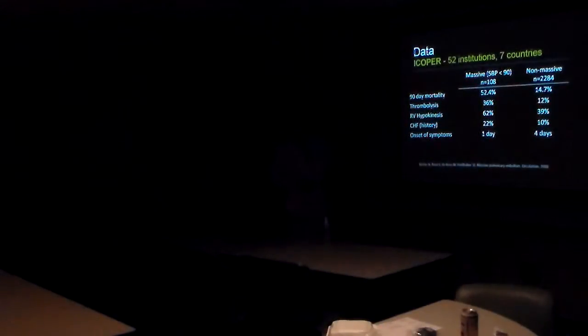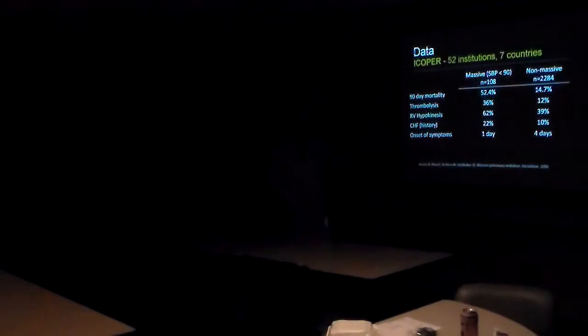Of the massive patients, those who had low blood pressure, a fifth of them had CHF by history, so they probably already had a weak heart, and they had a PE, and they ended up being hypotensive. Maybe it's because they were all on hydralazine and nitrates and all the stuff that we're supposed to give them for CHF, but it's hard to know. But that was a statistically significant difference in terms of history of CHF.